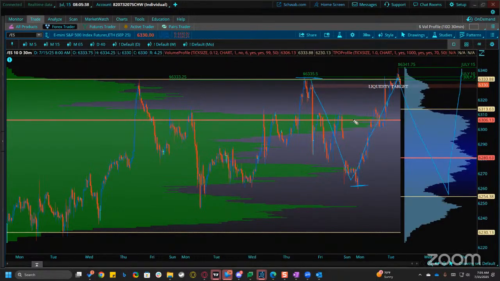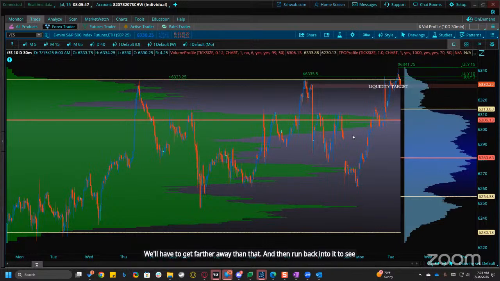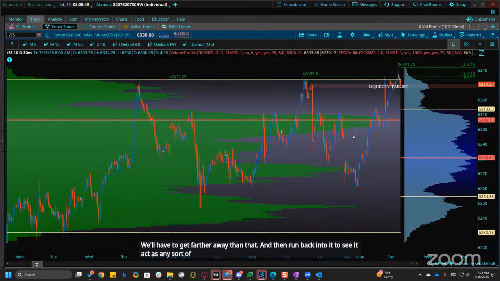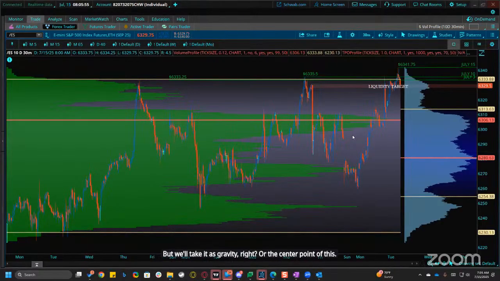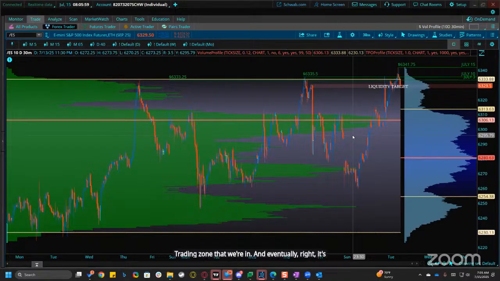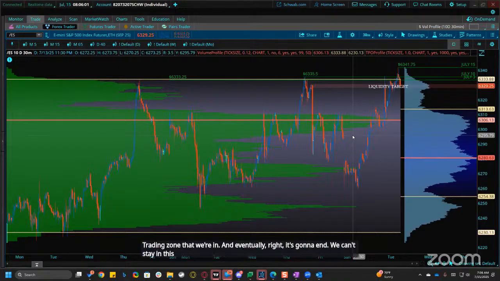We can do that, and it's not going to act as a support or resistance. We'll have to get farther away than that and then run back into it to see it act as any sort of support or resistance at this point. But we'll take it as gravity, right? Or the center point of this trading zone that we're in. And eventually, it's going to end. We can't stay in this zone forever.